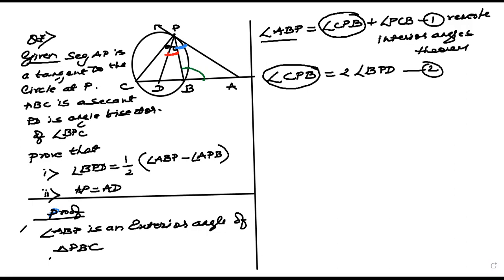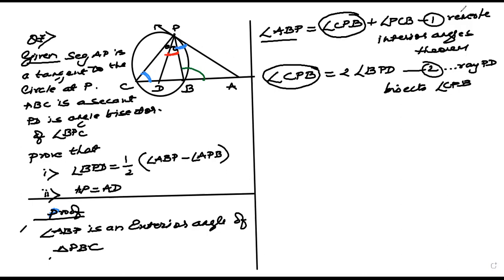Reason, you can write ray PD bisects angle CPB, children. चलो, इसका जगह में आ जाएगा twice BPD, लेकिन PCB भी नहीं मांगता है. We don't want this PCB. You can see this PCB blue color angle, I don't want.